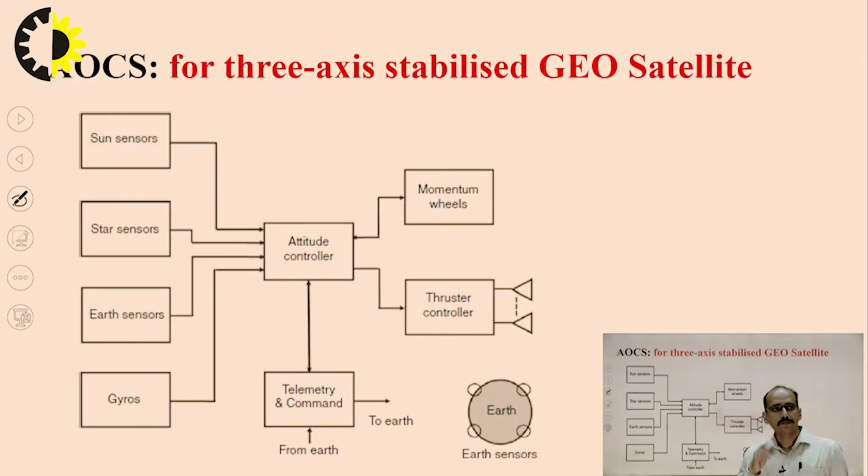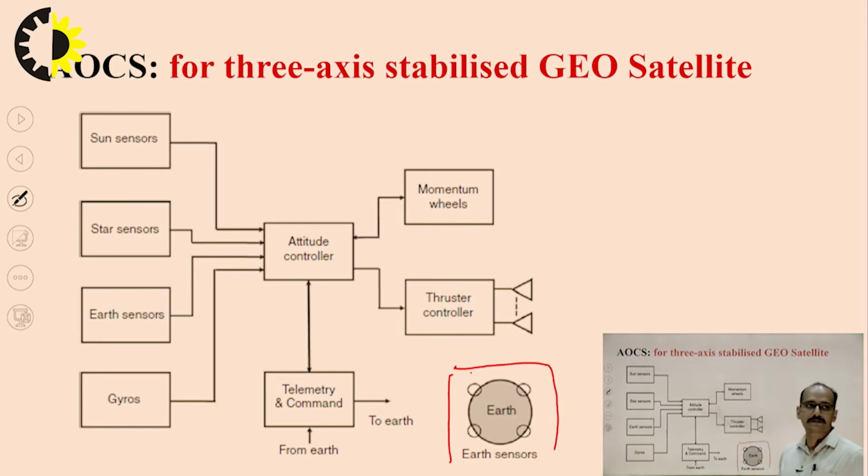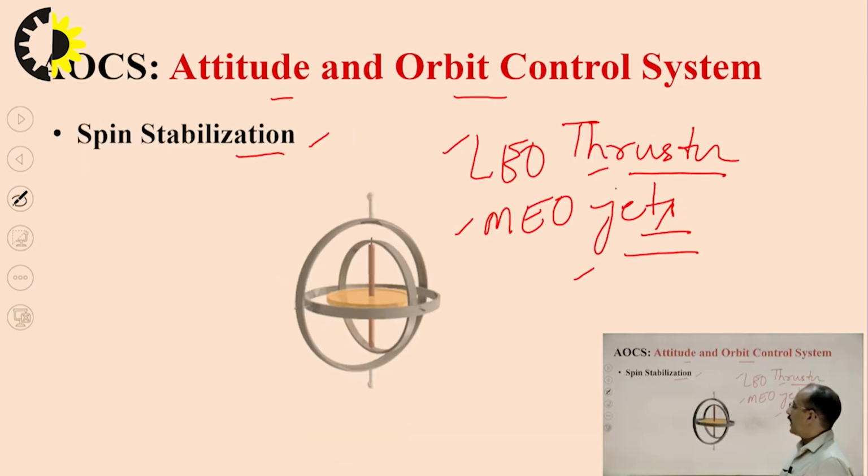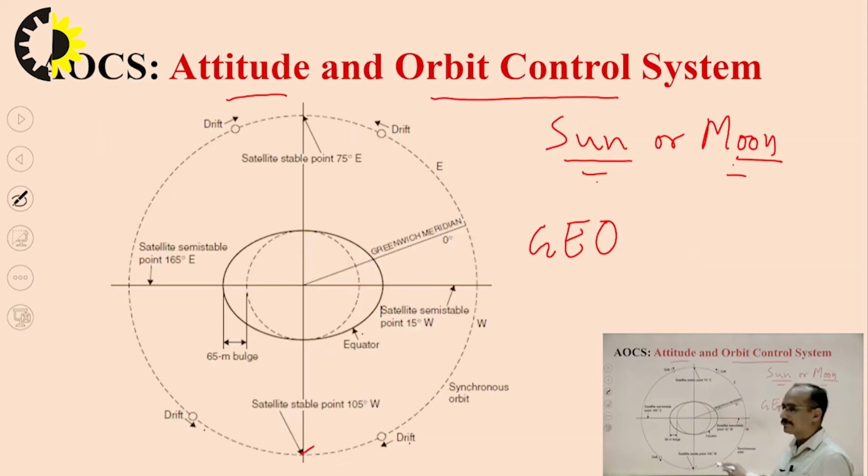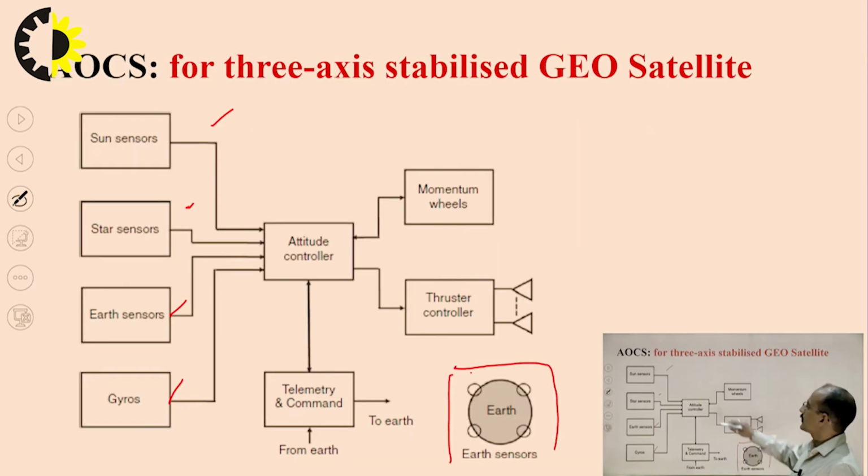Now, this is the 3-axis stabilized GEO satellite AOCS system. In this, you can see that we have sensors, basically gyroscopic sensors, placed in this type of arrangement along with the earth sensors. These sensors are sun sensors, star sensors, earth sensors and gyro sensors. These all sensors are giving the information about the drift points, and then these conditions are applied to the attitude controller.